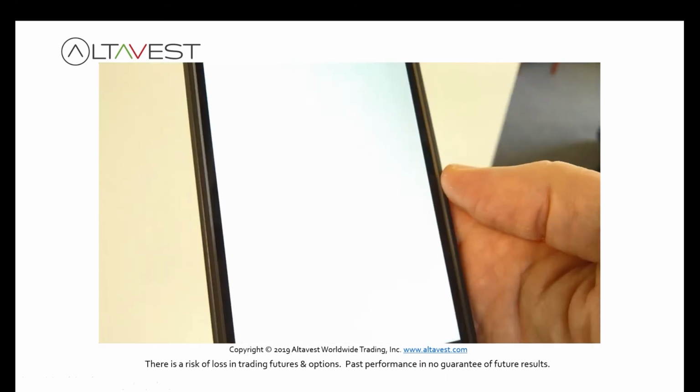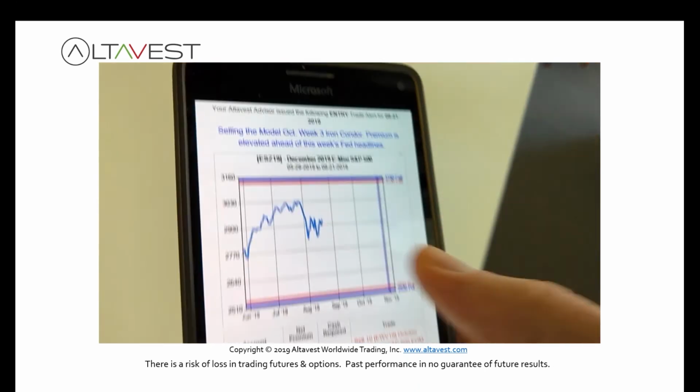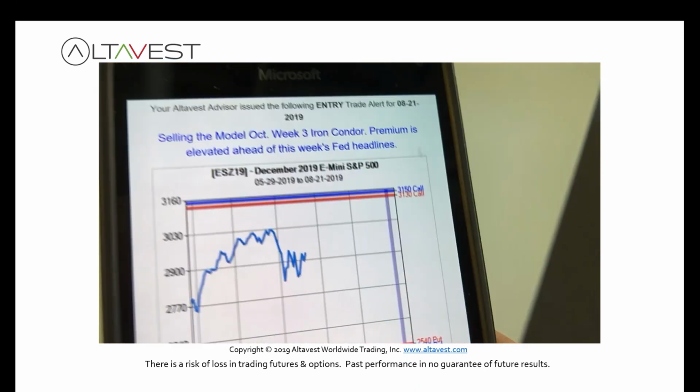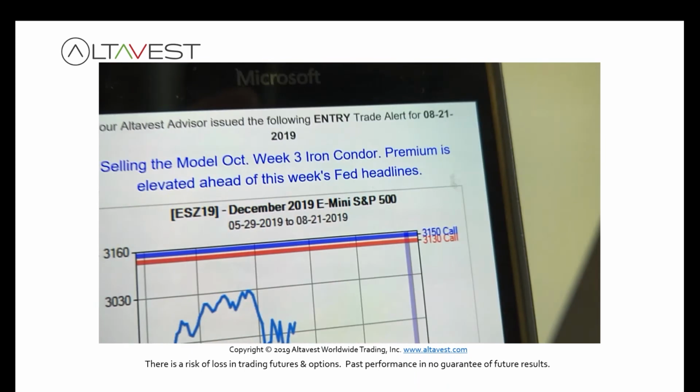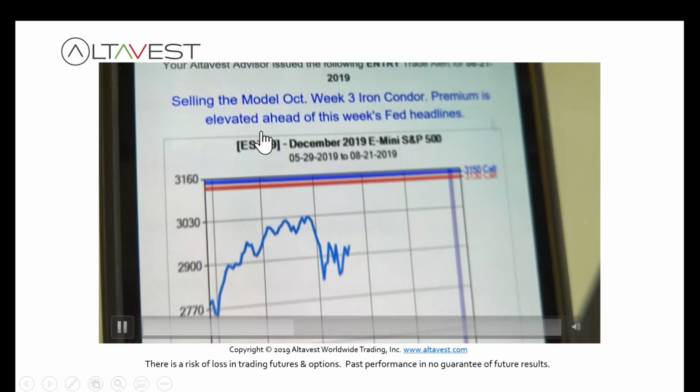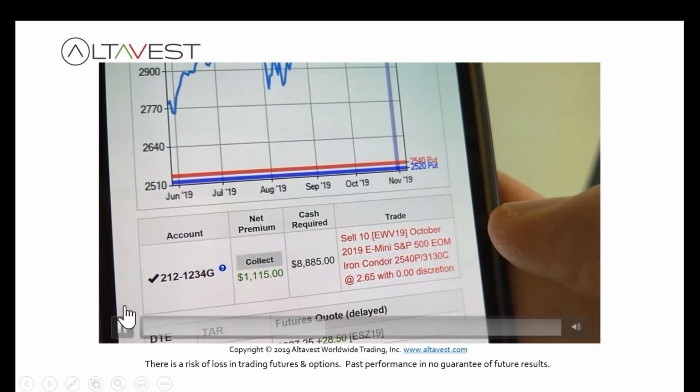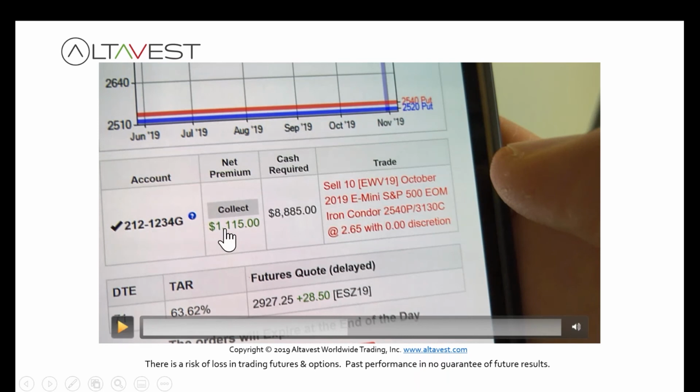You receive a link, you touch it, you see the graph, it's an iron condor. We point out something here. The account number, here's the premium you would collect. Here's the amount of cash required to place the trade. It's already correctly sized for your account. The quantity is already filled in for you.